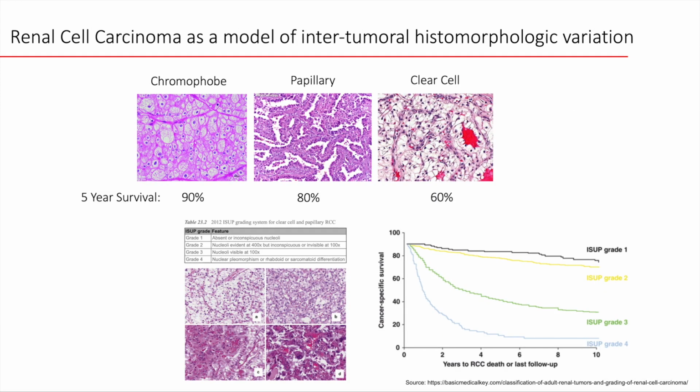So finally, we wanted to see if we could recreate the ISUP grading scheme using this same principle. Can we cluster the clear cell carcinoma cases and see if in fact the clusters correlate with either survival or the nuclear features that we're accustomed to?